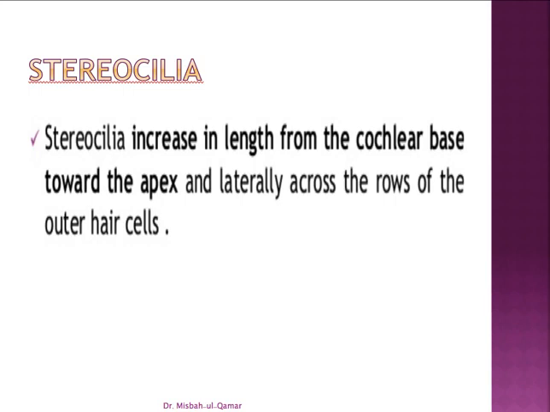And you know the differences between the inner and outer hair cells. And then there are stereocilia, which are the processes present on the apices of these hair cells. Then I told you about the stria vascularis, and why it is important: because it maintains the homeostasis of the cochlea by generating the endocochlear potential.